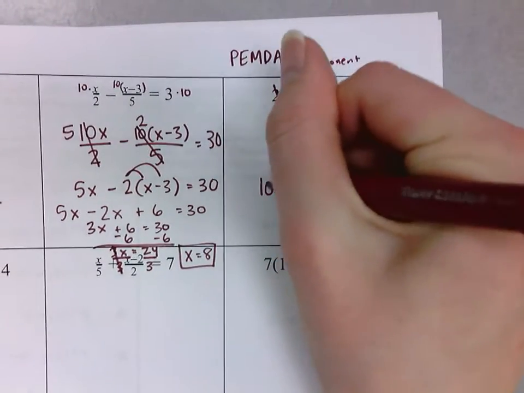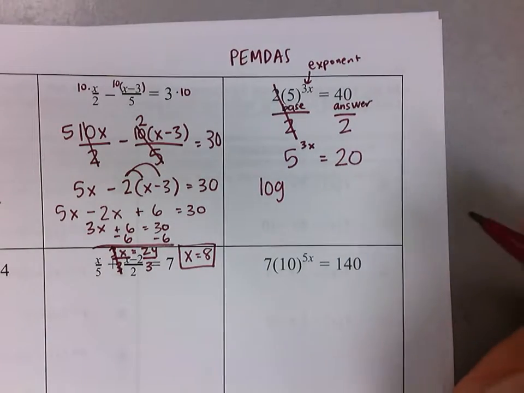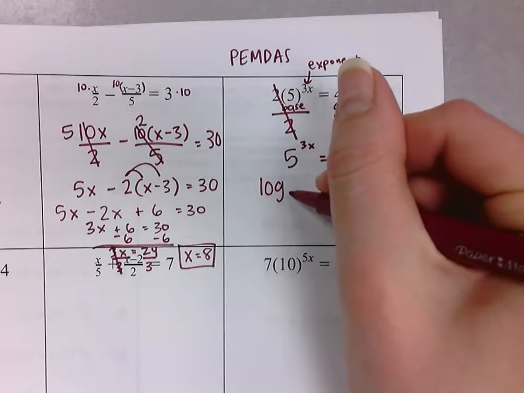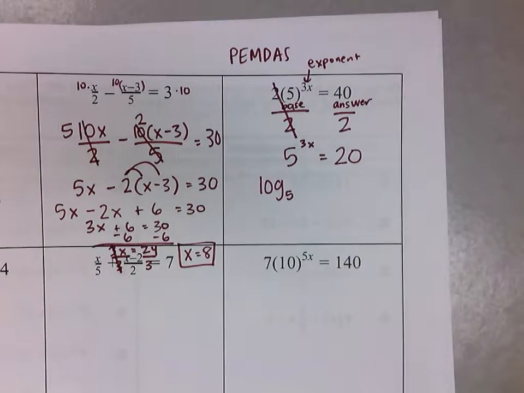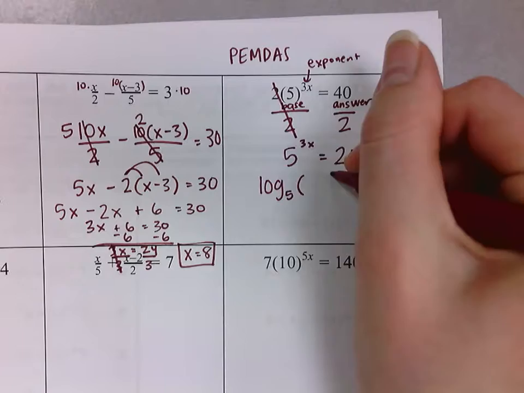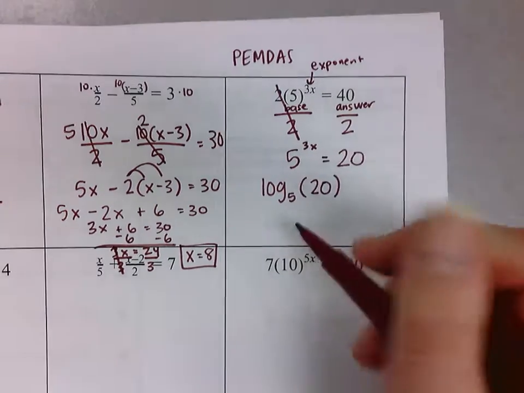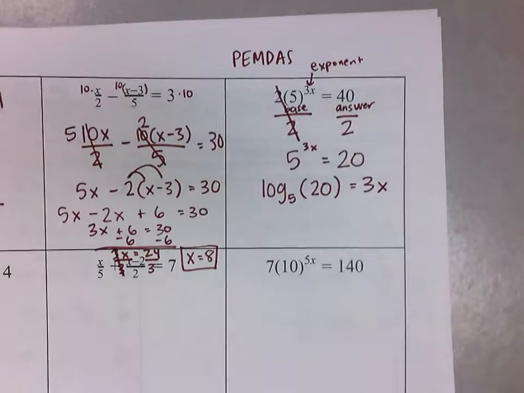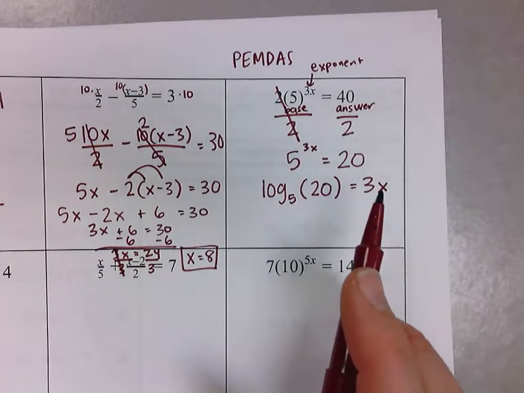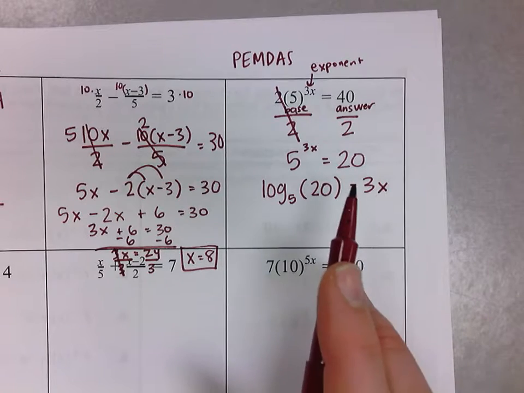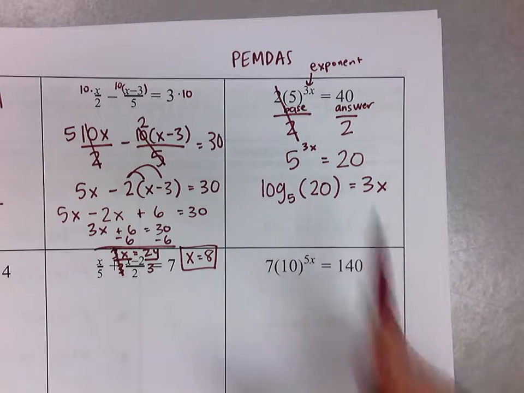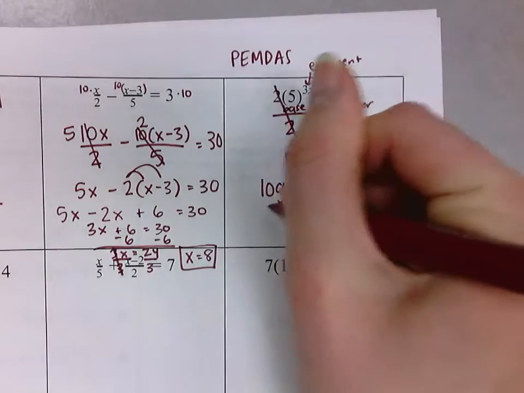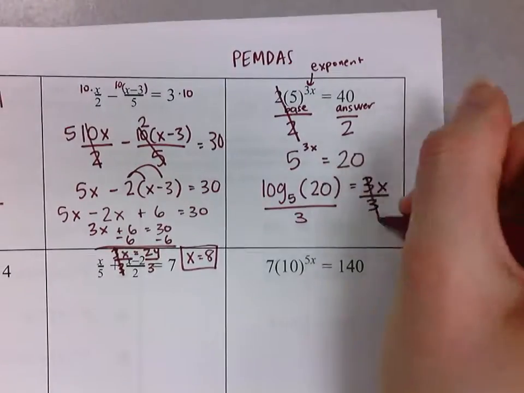Remember that the base stays the base and the other two change. So my base here is 5. It's going to be the base of my log as well. But the other two change sides, right? So now I'm going to have log base 5 of 20, and it's going to be equal to my exponent by itself. So have I gotten x by itself yet? Well, no, it's being multiplied by 3. So I will need to divide both sides by 3.